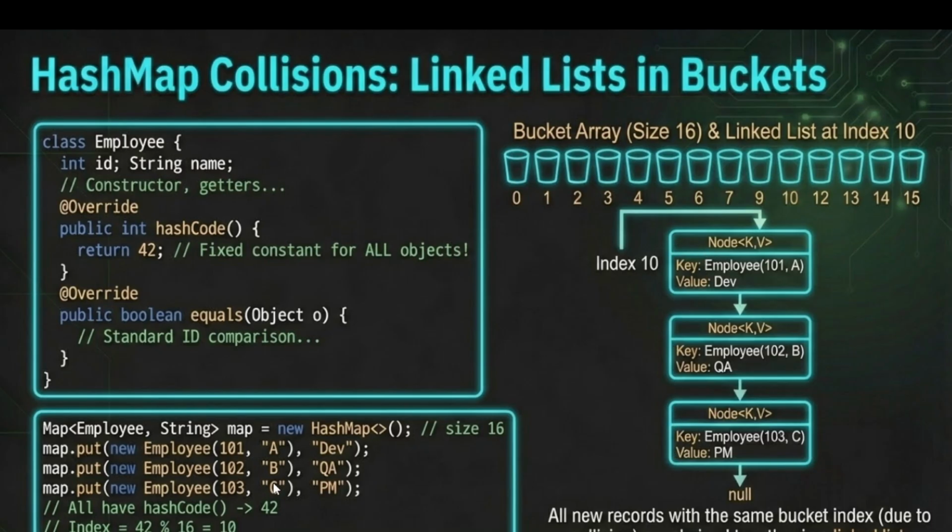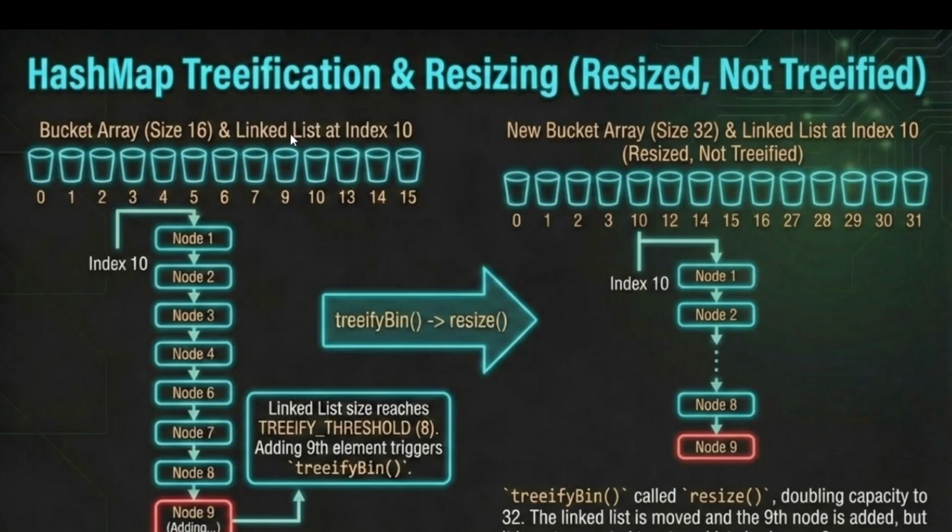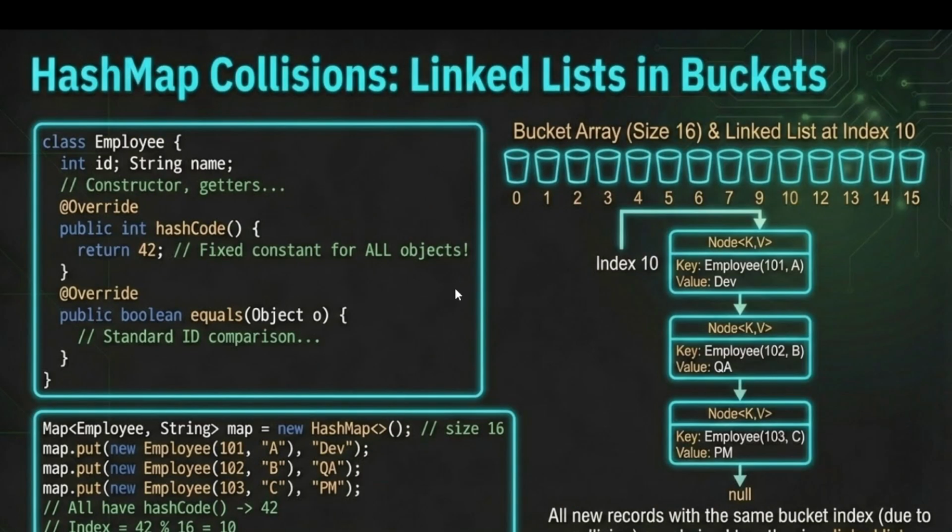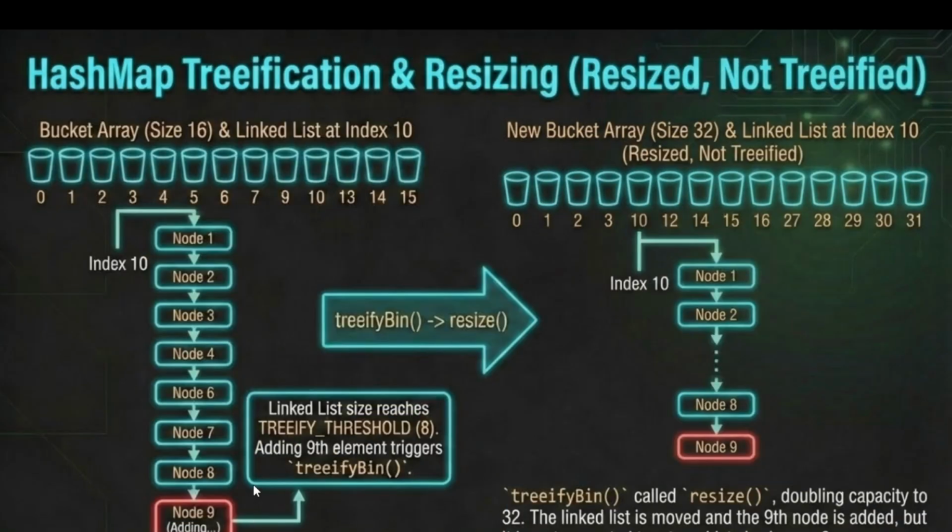Whenever there is the same hash code, this is called a collision. It will create a linked list of all the records with the same bucket index due to the collision, all chained together in a linked list. I have a table here with 16 buckets and index 10. As you see here, at index 10, I keep adding elements. So I have added 8 elements.